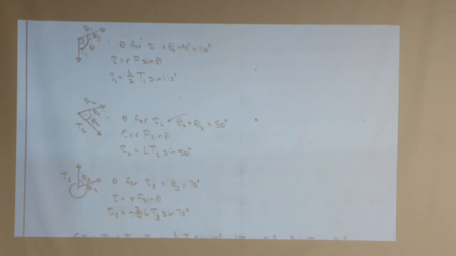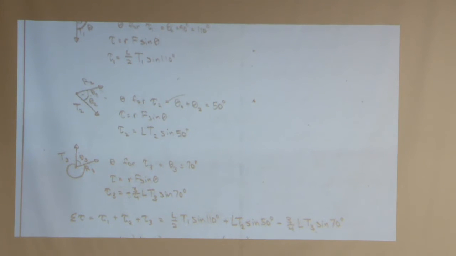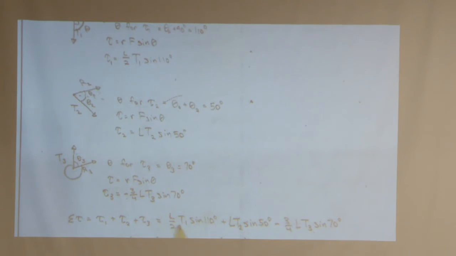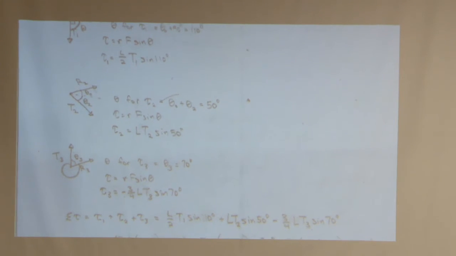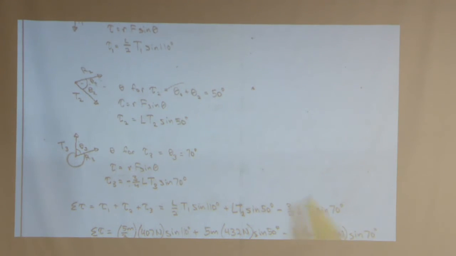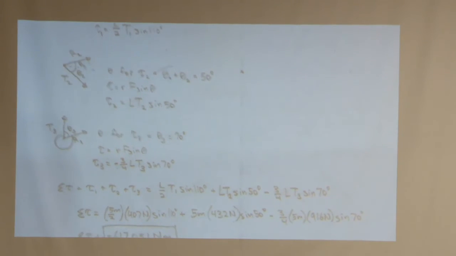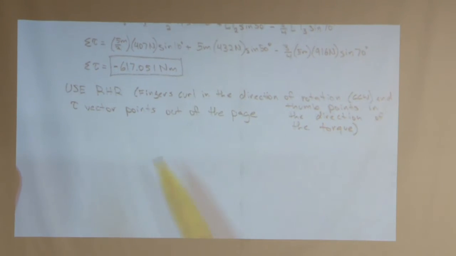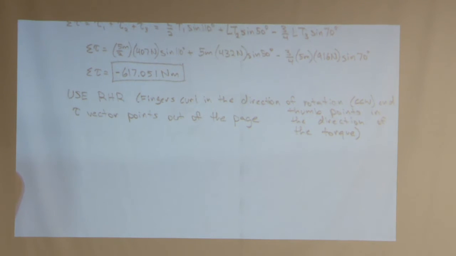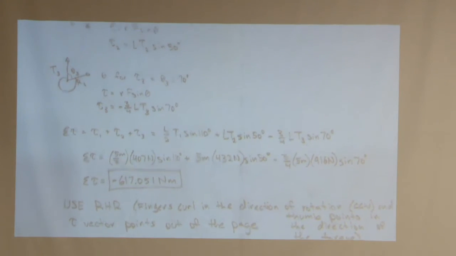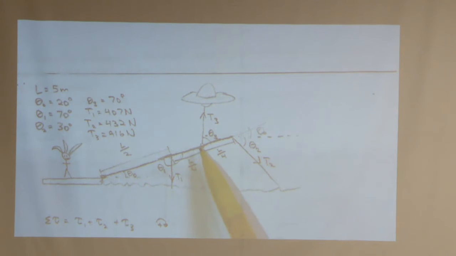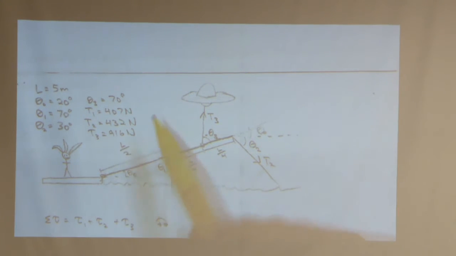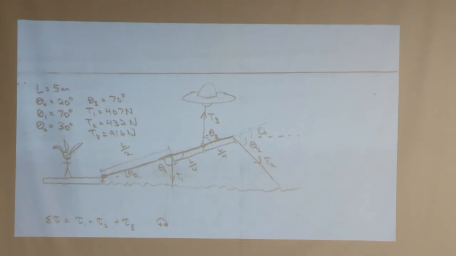Going back to the original question, we need to find the net torque, which is the sum of the torques. We have torque 1 right here, which is positive. We have torque 2, which is also positive. And then we have torque 3, which is negative. So we're going to plug in all those numbers, and when we do, we get negative 617 newton meters. Because the net torque is a negative value, that tells you the net torque is causing this rod to rotate in the counterclockwise direction, because we said positive is clockwise. If we ended with a negative value, that means we're moving the other way.